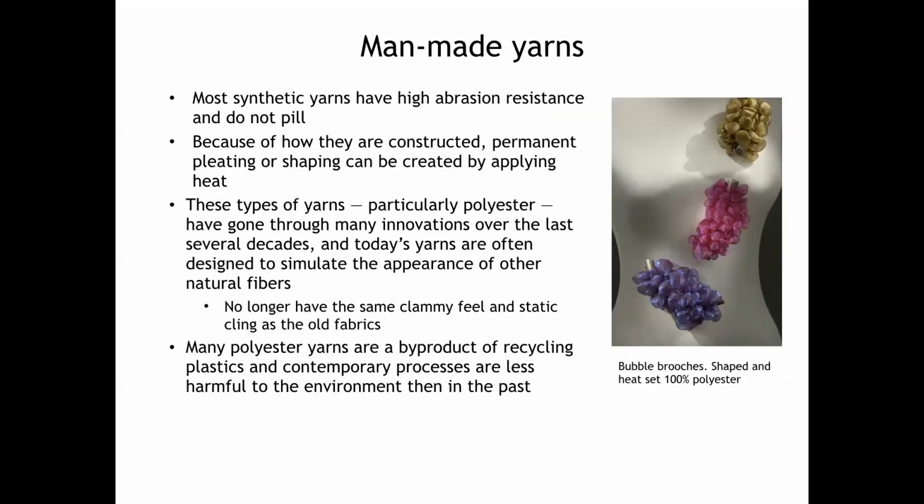So most synthetic yarns have high abrasion resistance and do not peel. Because of the way they're constructed, in other words, they're extruded, you can create permanent shapes to the material. And you do that by applying heat. So you can crimp the fabric, or you can create bubbles like in the example here in the picture. Then you apply heat and those shapes remain, they're permanent.